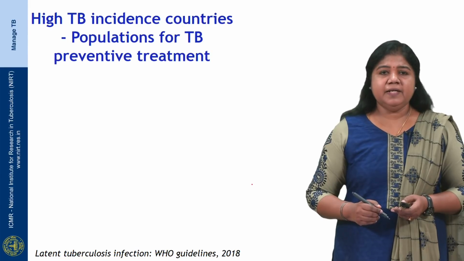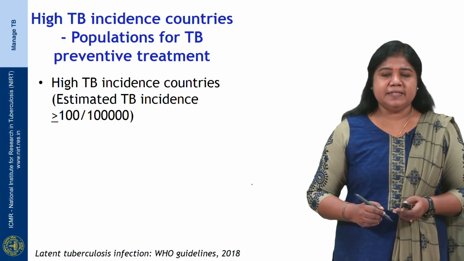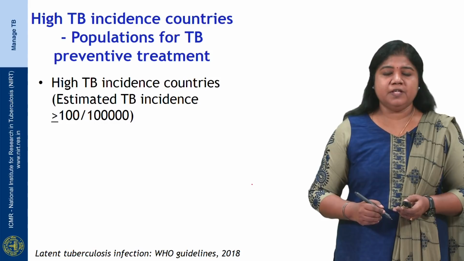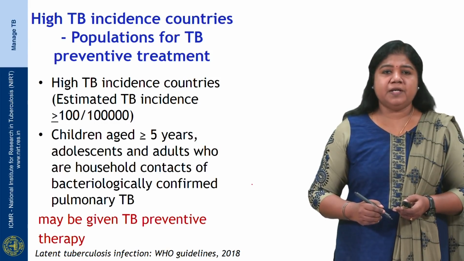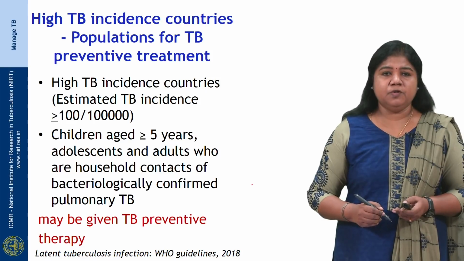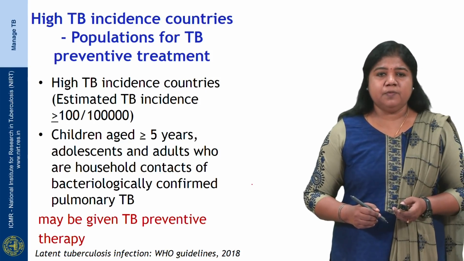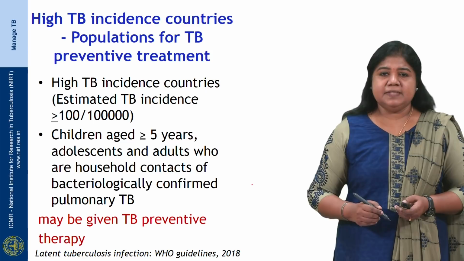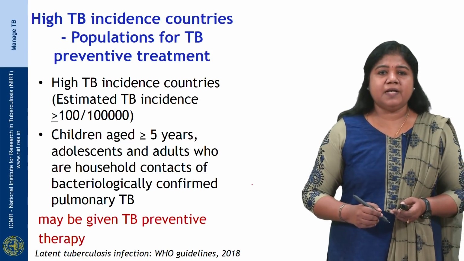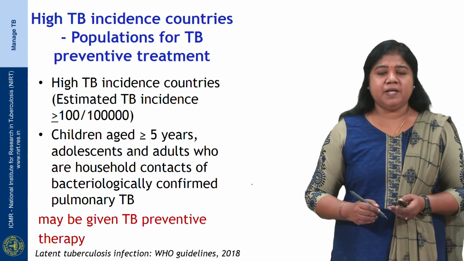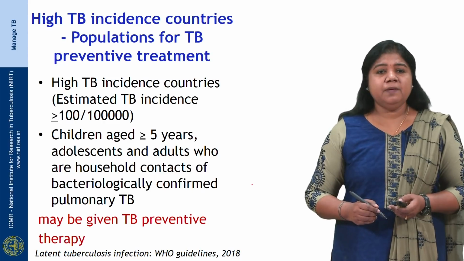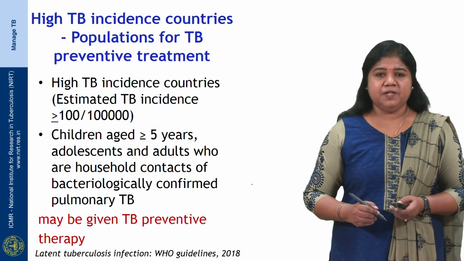In case of high TB incidence countries, where the estimated TB incidence is more than or equal to 100 per lakh population, the populations for TB preventive treatment include children aged more than or equal to 5 years, adolescents, and adults who are household contacts of bacteriologically confirmed pulmonary TB patients. So, they may be given TB preventive therapy.